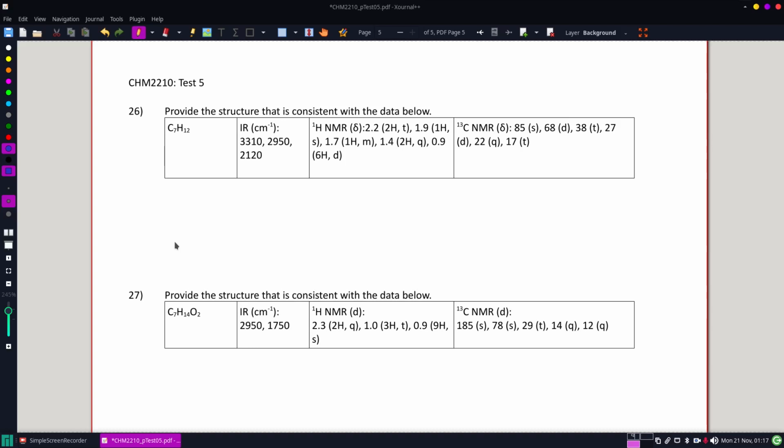Alright, page 5 now. Provide the structure that's consistent with the data below. So, C7H12, that's got 2 elements of unsaturation. Along with 2 elements of unsaturation, I see this 3310, which we would be looking at originally around 3300 at an NH or OH, but I don't have a nitrogen or an oxygen, so this must be, oh yeah, along with the 2120, a terminal alkyne.